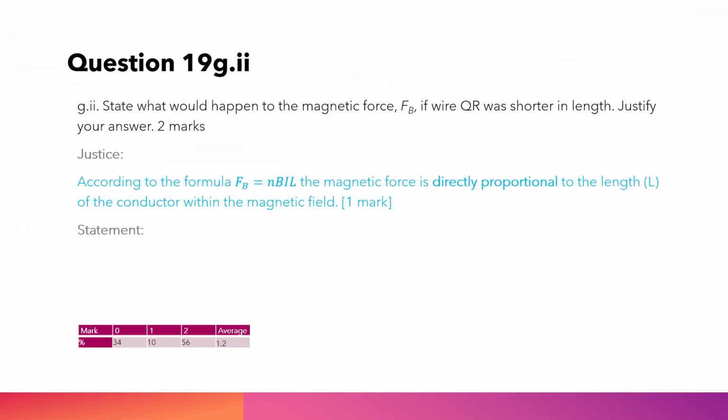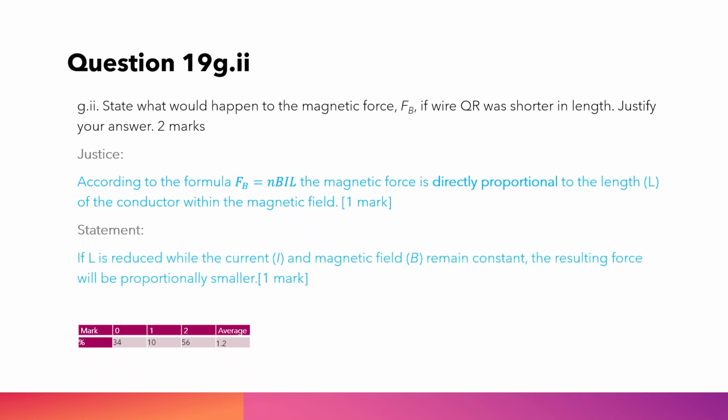Justification. According to the formula Fb equals NBIL, the magnetic force is directly proportional to the length L of the conductor within the magnetic field. Statement. If L is reduced while the current, I, and magnetic field, B, remain constant, the resulting force will be proportionally smaller.